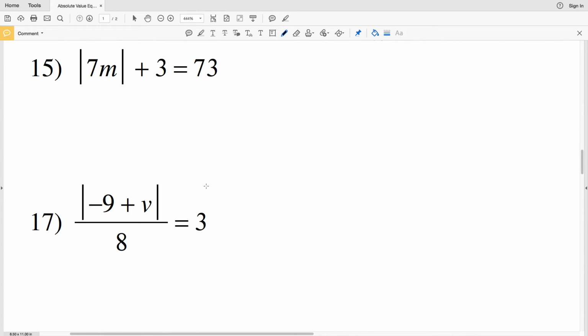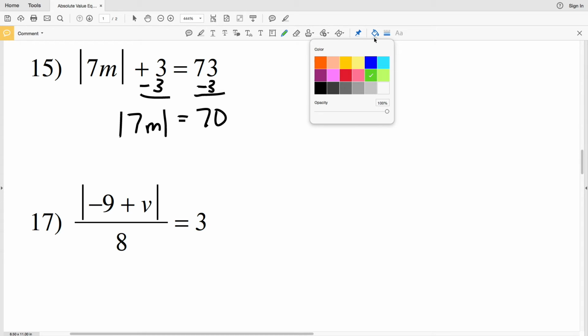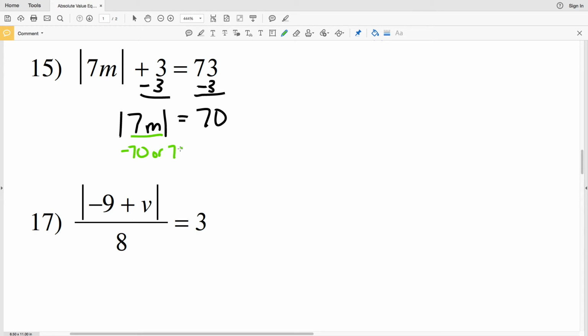For number 15, we have the absolute value of 7m plus 3 equals 73. We're going to start by subtracting that 3. When we do this, we'll be left with the absolute value of 7m on the left-hand side and 70 on the right-hand side. So now we can look at what's inside this absolute value all by itself. The absolute value of 7m equaling 70 is saying that 7m equals a negative 70 or it equals a positive 70, because either one, when you take the absolute value, equals 70.